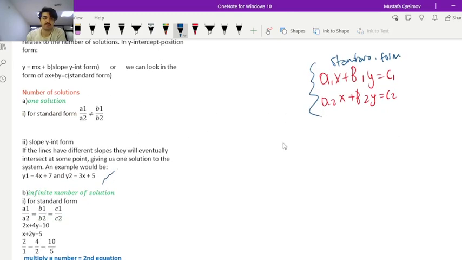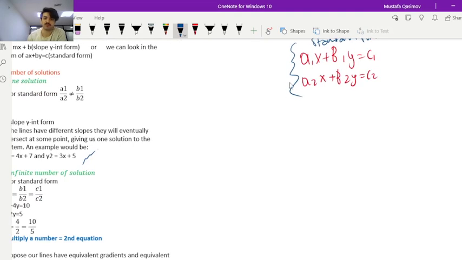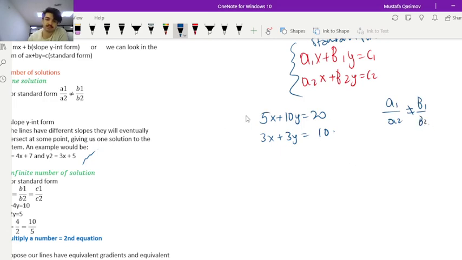Okay. Now let's look at one solution. For one solution, for example, 5x plus 10y is equal to 20 and 3x plus 3y is equal to 10. For one solution, a1 over a2 is not equal to b1 over b2. So for every system of equation, if you have to write it in this form, x, y and constant, then you have to look at the ratio.